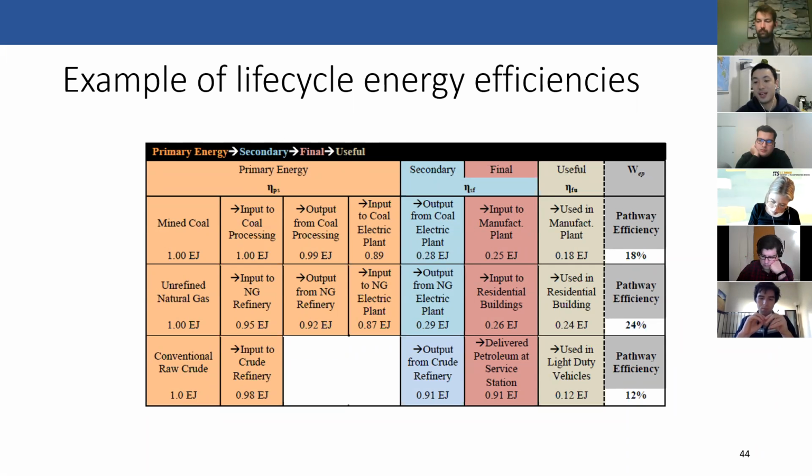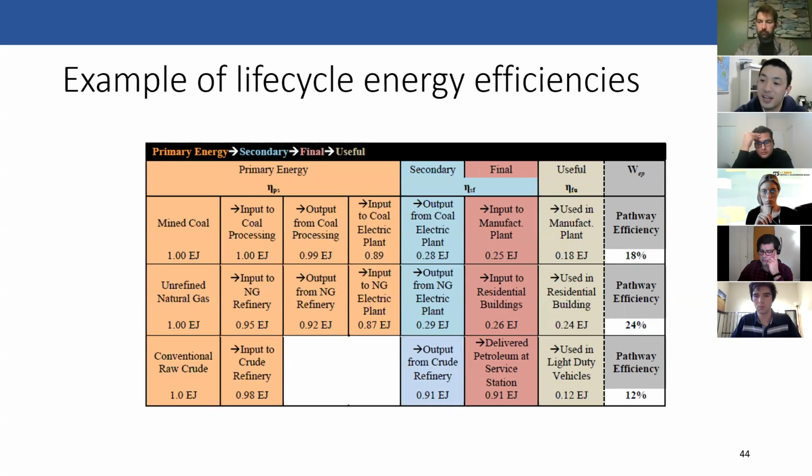Because I've mined 1 exajoule worth of coal, but what goes into the power plant is 0.89 exajoules worth of coal. And so the efficiency right there is 11%, or sorry, 89% with 11% losses. And I can calculate the individual efficiencies. So if it was like 99% here, and then from here to here, it'd be approximately 10%.